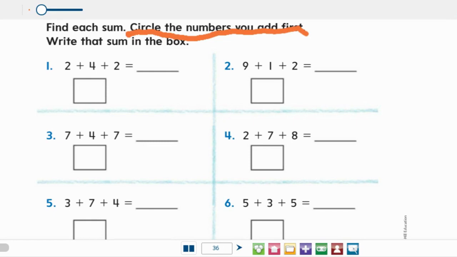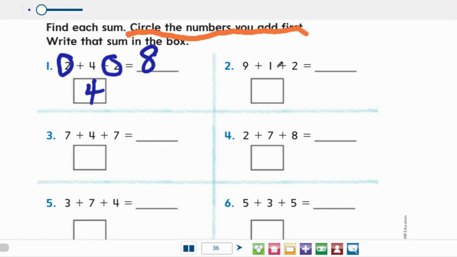Number 1 says I've got 2 plus 4 plus 2. And I hope that as you look at that, you go, hey, Mr. Campbell, I see doubles. There's a doubles fact because I've got 2 plus 2. And 2 plus 2 is 4. And then I need to finish it off. So what is my 4 plus 4? That's another double fact. 4 plus 4 is 8. So we circled the numbers that we added first. We put that sum in the box, and then we added the last part. Let's take a look at number 2.